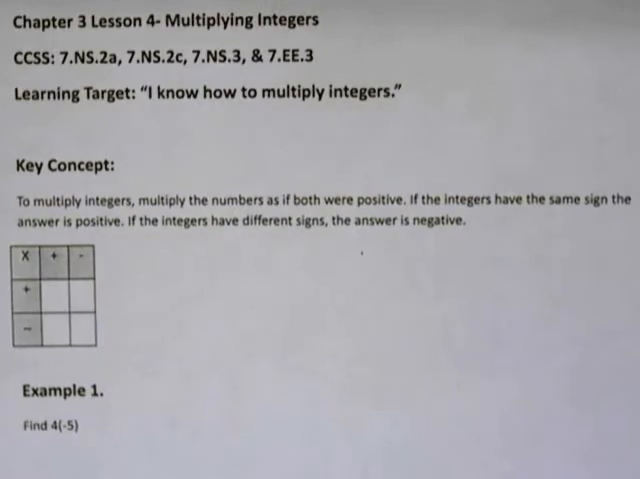The key concept here is, to multiply integers, multiply the numbers as if both were positive. If the integers have the same sign, the answer is going to be positive. If the integers have different signs, the answer is going to be negative.